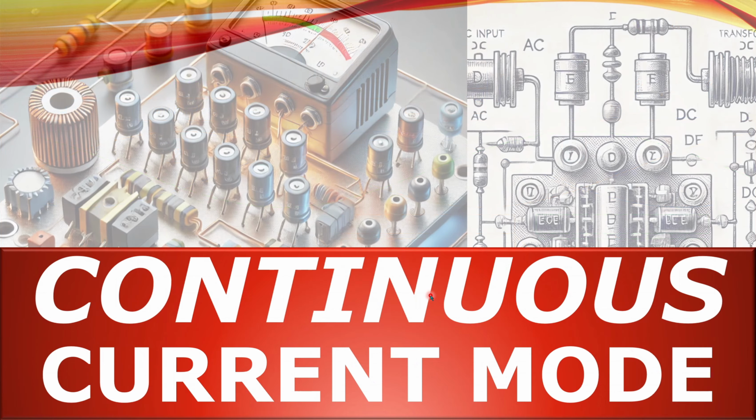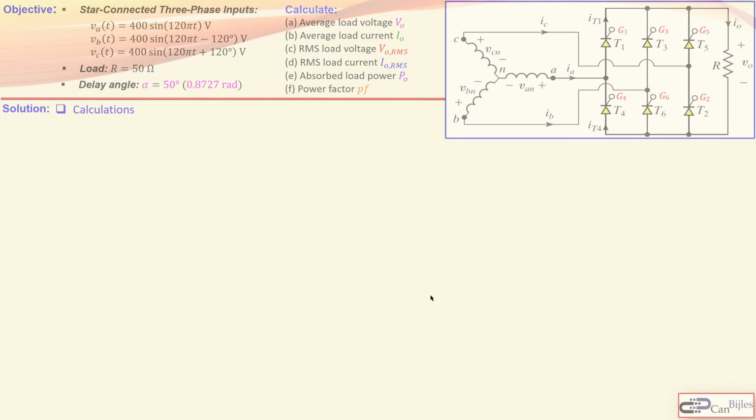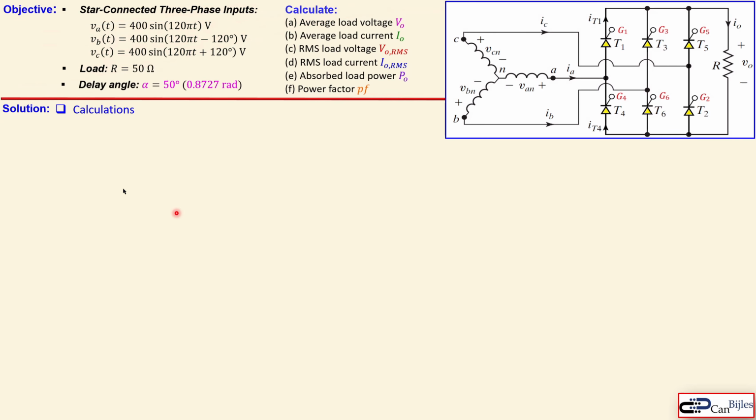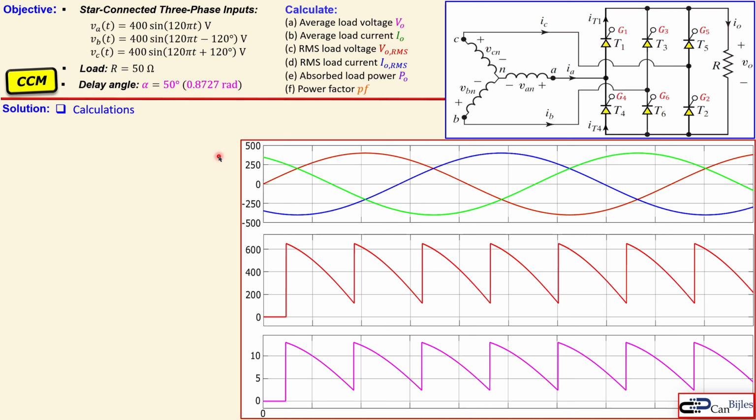Okay, let's now go to the continuous mode or continuous current mode for this situation, and we change now only one thing here in this circuit. That's the delay angle. We make it 50 degrees. It was 80 degrees, now we make it 50 degrees, which is also equivalent to 0.8727 radians. So with the CCM in this case, because we know that is lower than 60 degrees, which was the condition we have discussed at the beginning. Now this is the general plot again.